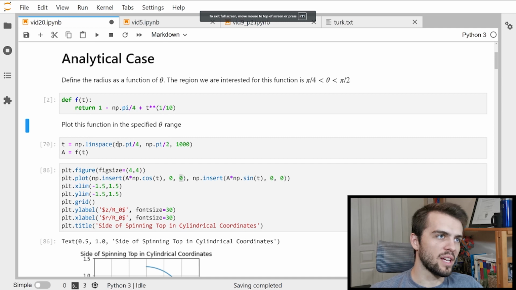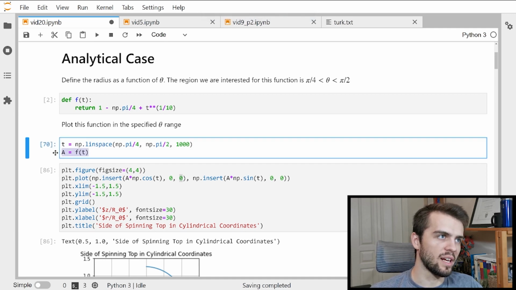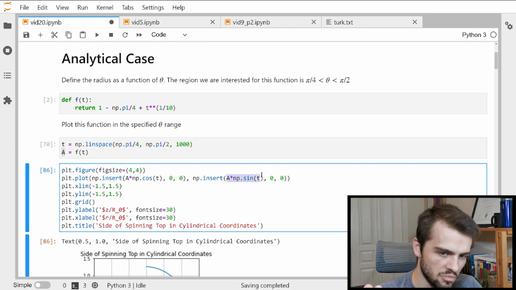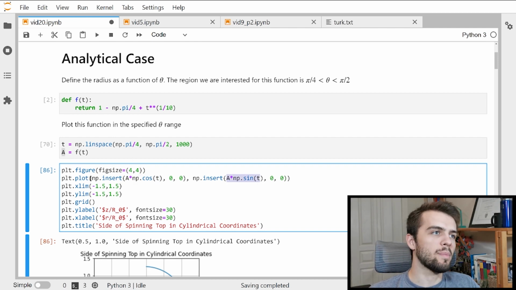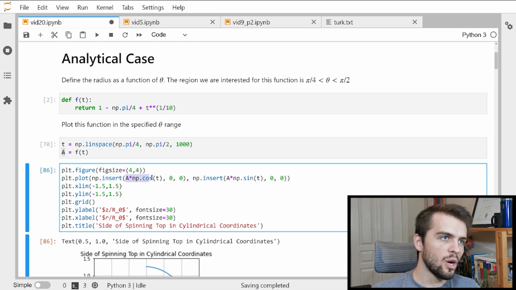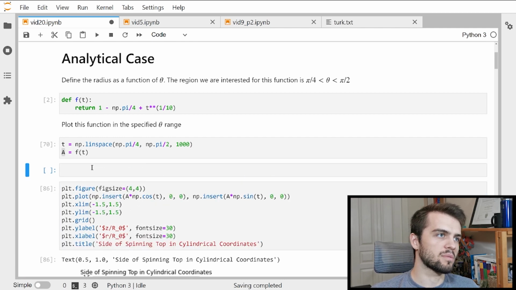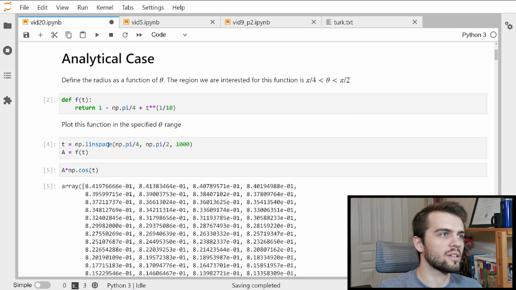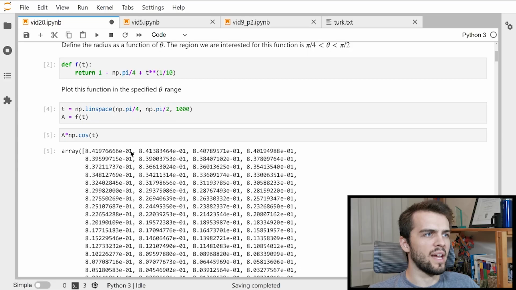And so I define the angle as theta, so I go from pi over 4 to pi over 2, there'll be 1,000 points, and then I define a. Now this is like theta and this is r. I just name these like this so I don't get confused later on. So this is theta and r. And when I plot, I plot a times cos theta, which is x, and a times sine theta, or r times sine theta, which is y. And you might be confused by this np.insert. Well, if I look at just a times cos t, if I run this code here, I have a bunch of values here, my x values.